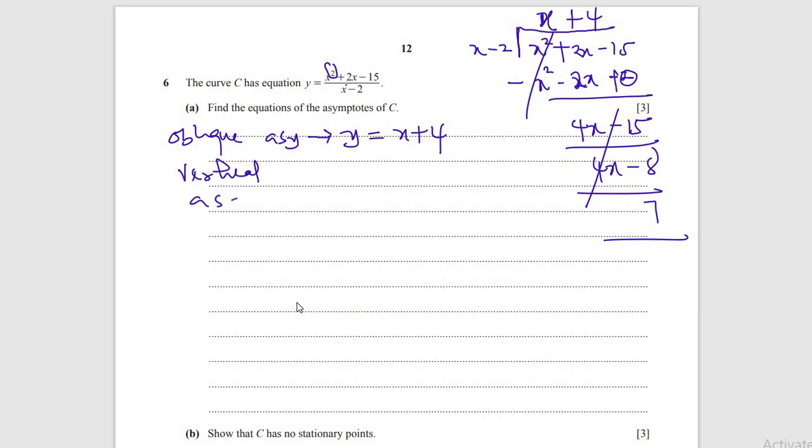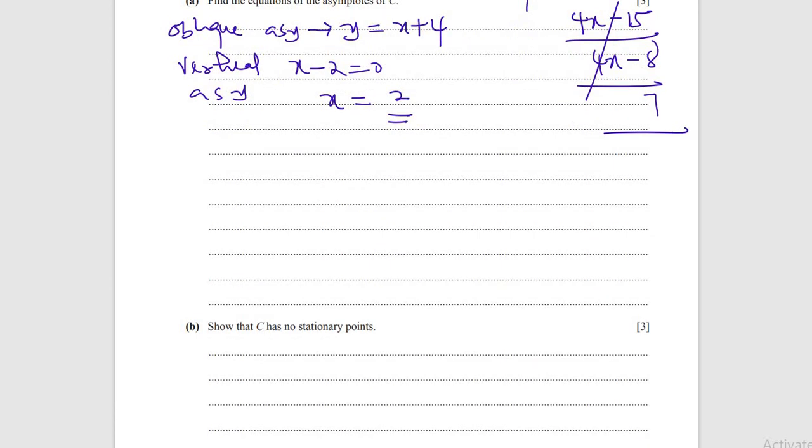Vertical asymptote occurs when the denominator is equal to 0. So the vertical asymptote occurs at x equals 2. But the question asks us to find the equation of the asymptote. That's it. Oblique asymptote, y equals x plus 4, and the vertical asymptote, x equals 2.